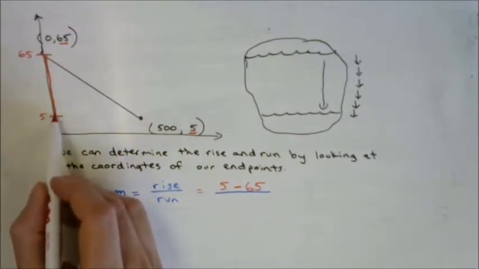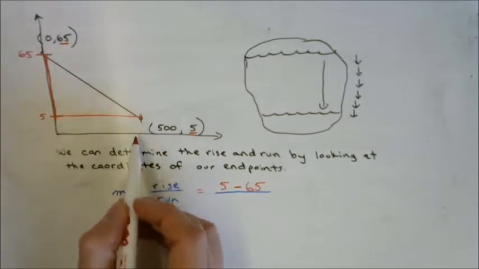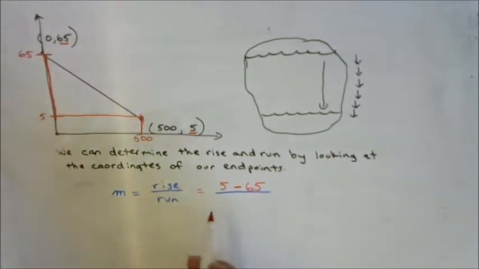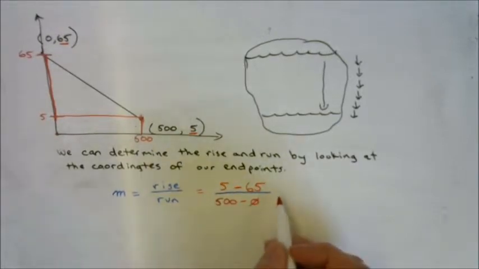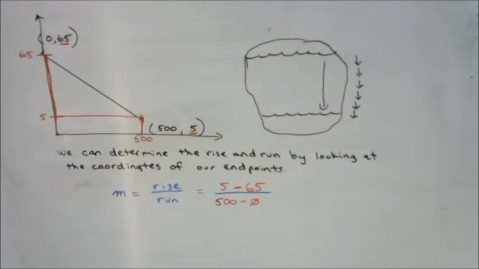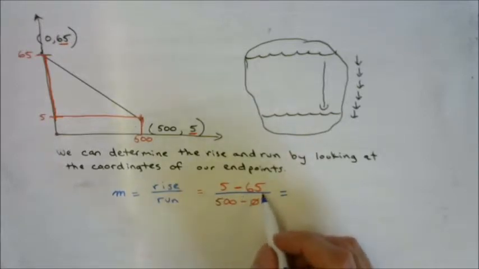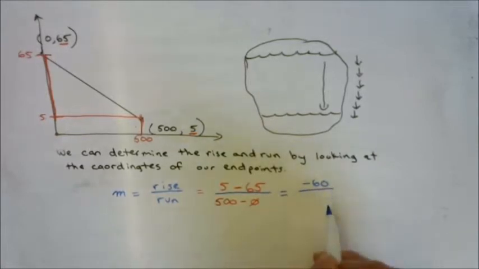The run is going to go from 0 to 500. So, how do we figure that out? Well, 500 minus 0. Five minus 65 is negative 60. 500 minus 0 is 500. We can go ahead and put that in our calculator.